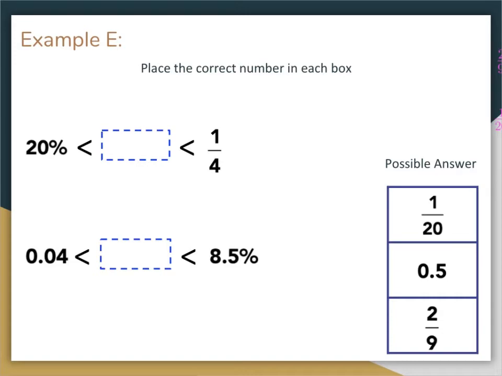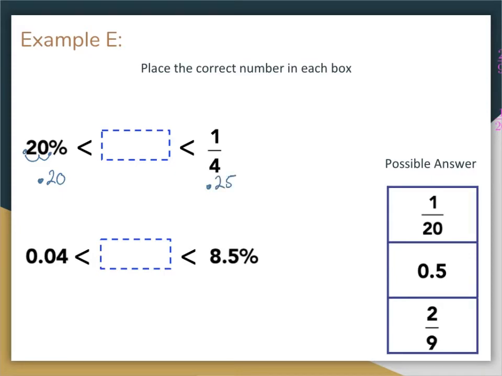So example E here says I need to place the correct number in the box. So I'm looking for something that's bigger than 20% and smaller than 1/4 in my first example. And then I'm looking for something that's bigger than 0.04 and smaller than 8.5%. So the only way to do this, since I'm trying to compare numbers, is I need to have everything as a decimal. So I'm going to start with my 20%. I'm going to move that to a decimal first. So I'm going 1, 2, and I've got 0.20. And then I've got 1/4. Hopefully that's one of those common ones that I have memorized, and I know that's 0.25.